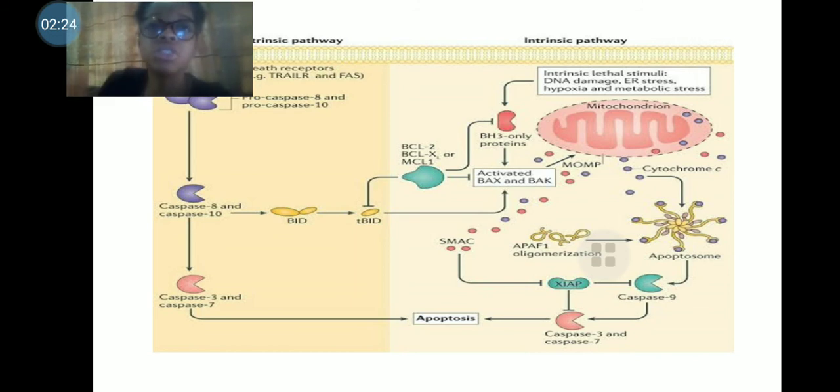In the extrinsic pathway, there are specific receptors for TNF and FAS. When these signals come from the immune system, the death domain is activated, and that domain carries these signals and leads to the initiation of caspase 8, then caspase 9, and then apoptosis occurs.